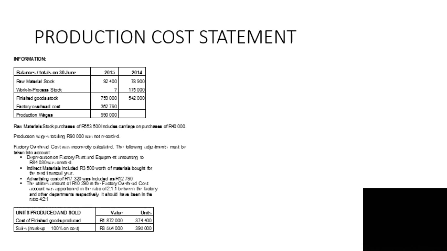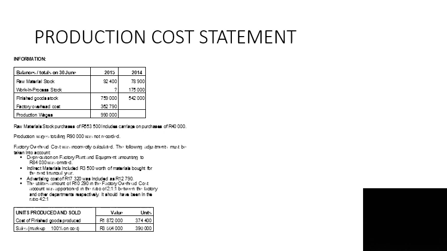Advertising cost of 17,320 was included as 12,790. We need to take note that advertising is not part of factory overheads. So whatever amount was recorded, in this case 12,790, must be subtracted from the factory overhead cost.